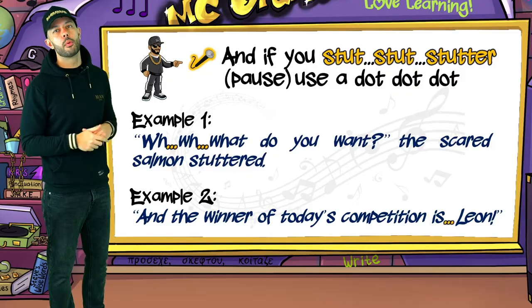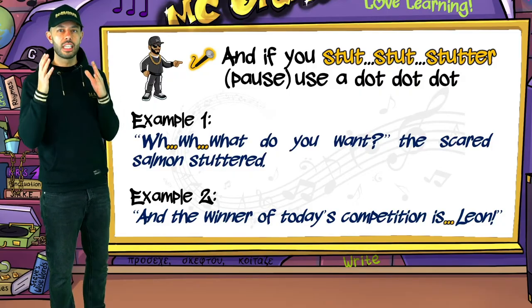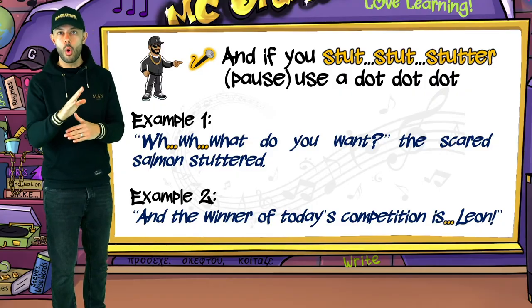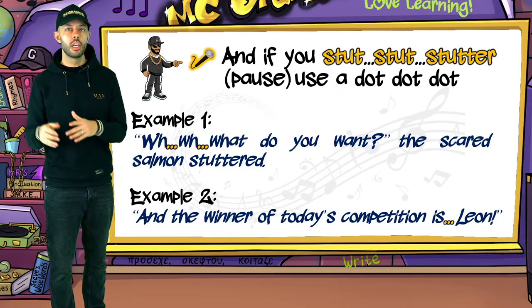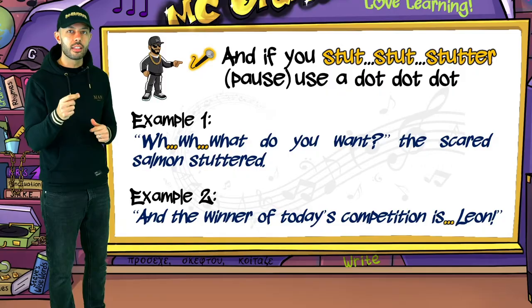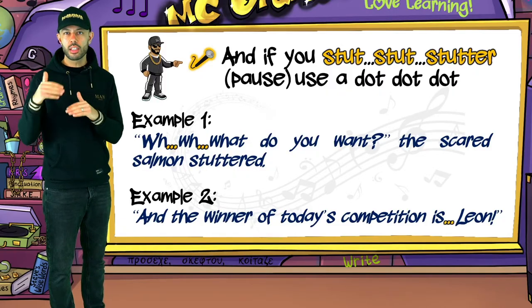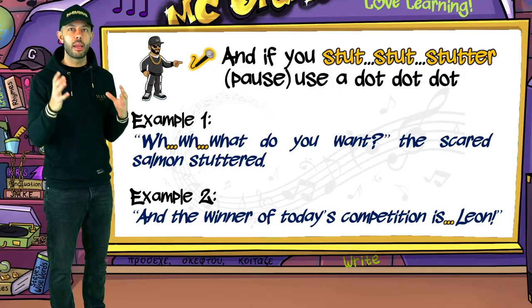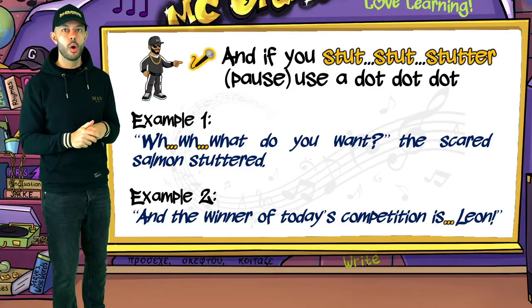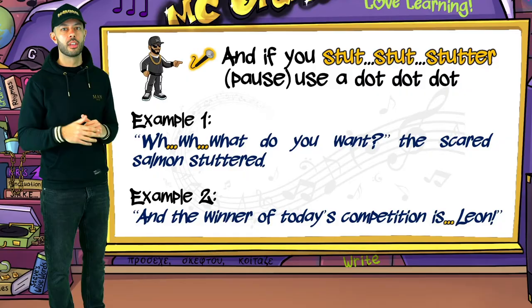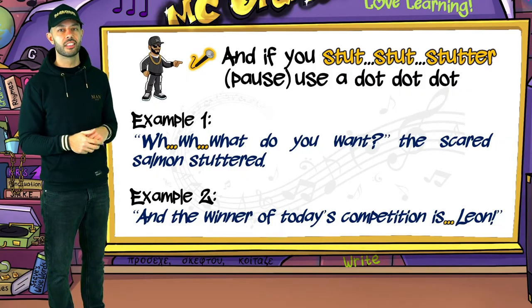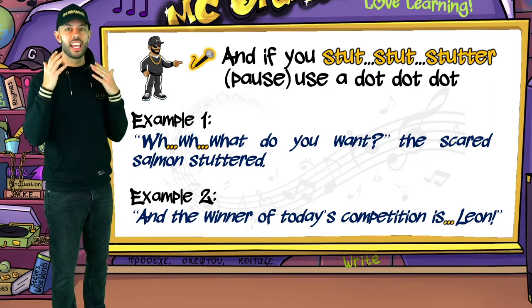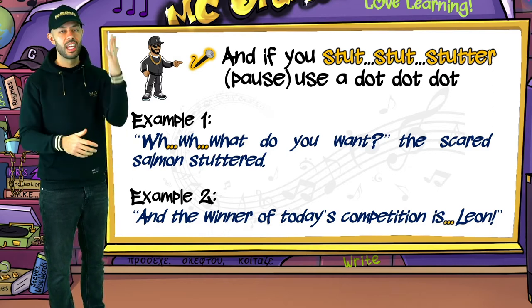And the last way we're focusing on today how to use ellipsis is, and it goes like this, and if you stut, stut, stutter, pause, use a dot, dot, dot. So we can also use an ellipsis to pause or stutter, in a sense, in a piece of writing. Now again, this lends itself to that suspense writing. We have an example here where it goes, what do you want? The scared salmon stuttered. Cool story. And the last one here, second example, and the winner of today's competition is... Leon.